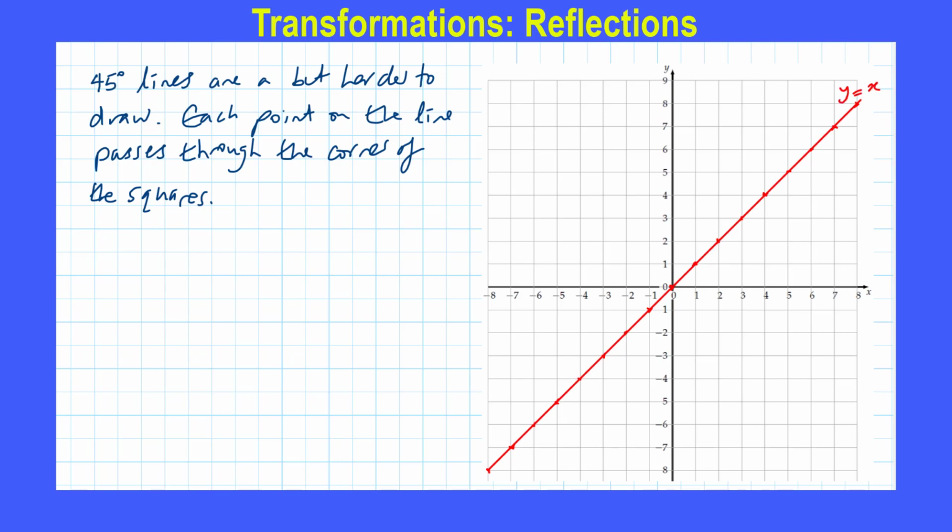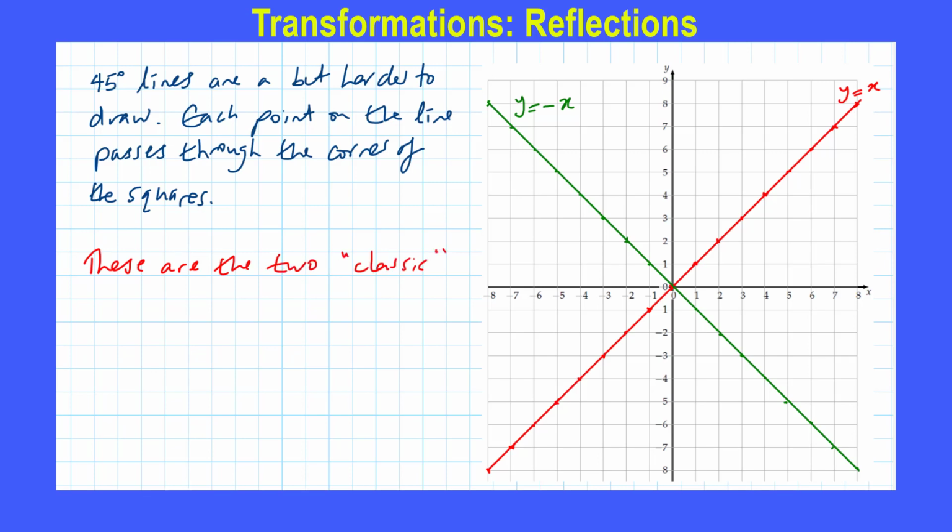If we go in the other direction, so the other diagonal, again, the same scenario, we put dots on every corner of each square as we go out. And we join them up. And this is the line y equals -x. Now these are the two most important lines that we're going to be looking at for reflections. Although you could have 45-degree lines anywhere, these are the two important ones. There are classic lines that we need to recognise.